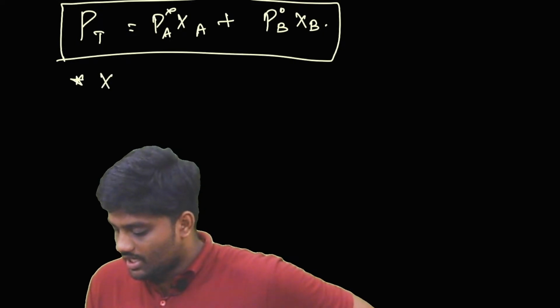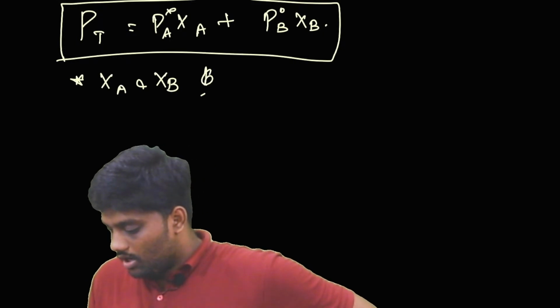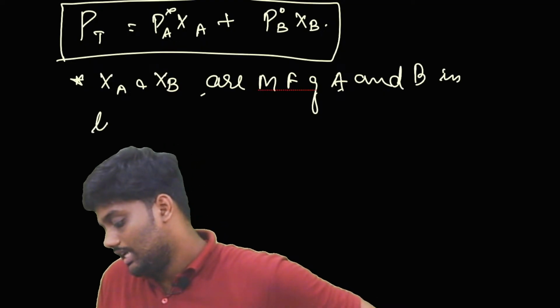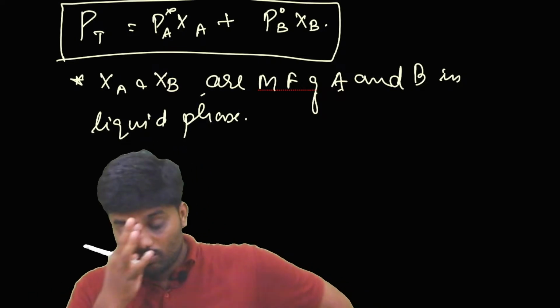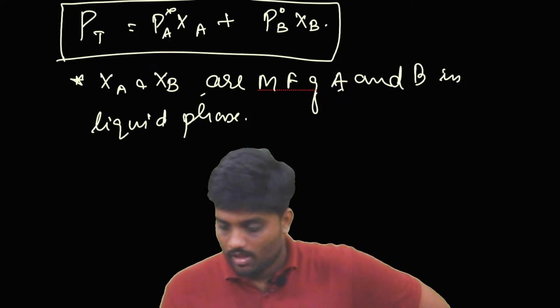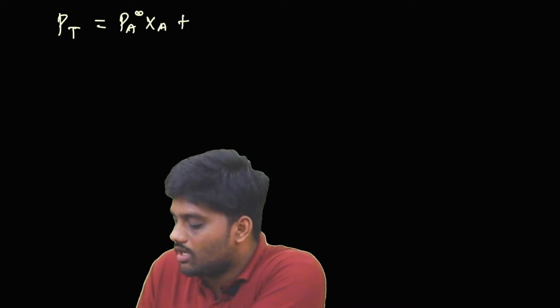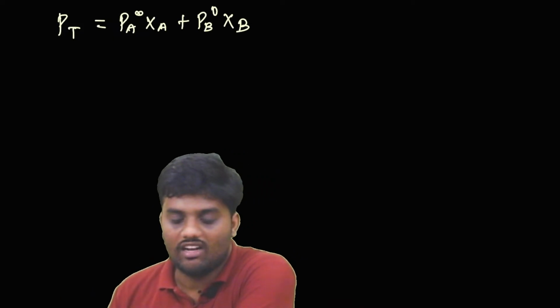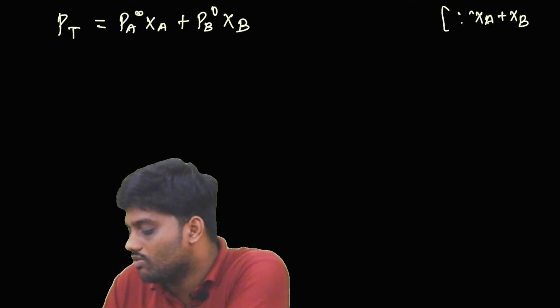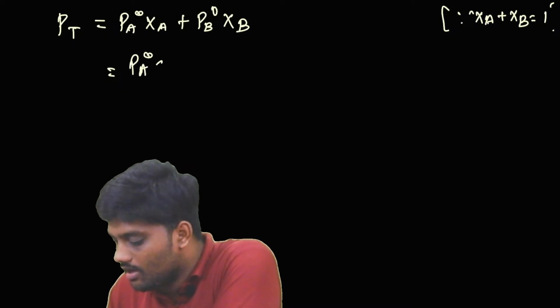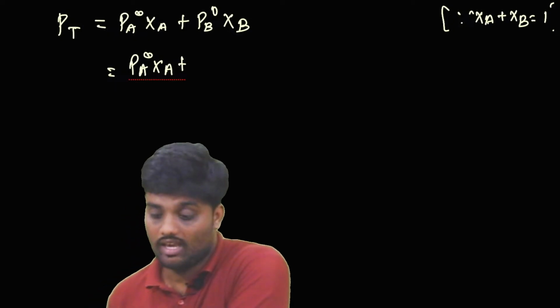So from here I can say psi A and psi B are mole fractions of A and B in the liquid phase. Whenever we are calculating, two kinds of equations come here. I know, sir, total vapor pressure is equal to PA naught psi A plus PB naught psi B, since I know psi A plus psi B is equal to 1. Now look, sir, in PA naught psi A, if I replace psi B with respect to 1 minus psi A, what do I get?